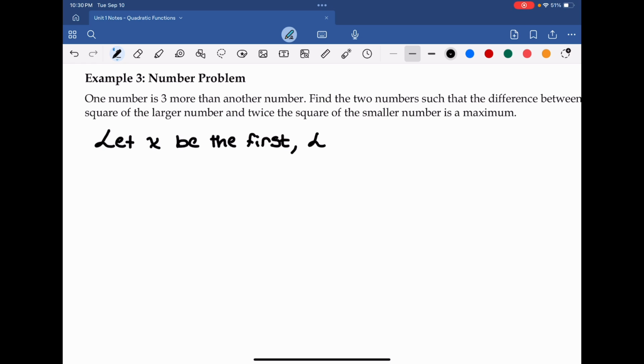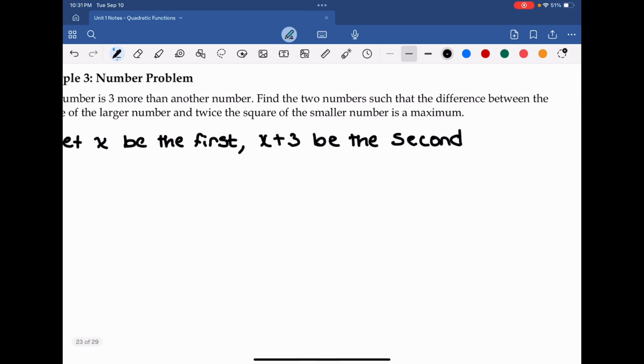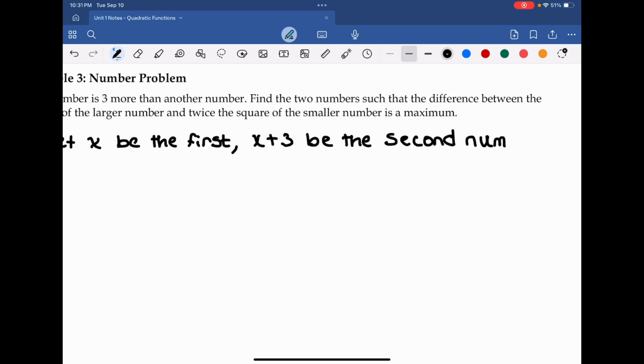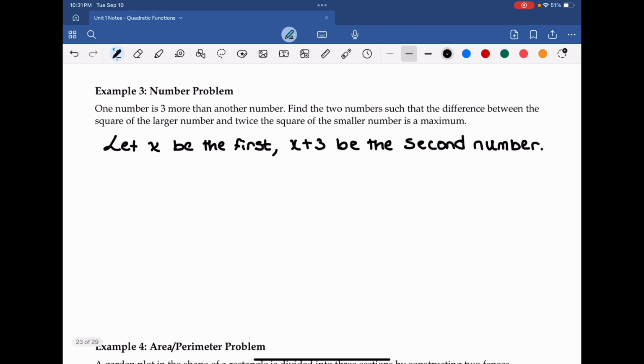And then what I'm going to do is say, let x plus 3 be the second number. There we go. So we've created a statement where we clearly understand what the first number is and the second number is. One number is 3 more than another, or the x is going to be less than the other number by 3. Find two numbers such that the difference between the square of the larger and twice the square of the smaller is a maximum number.